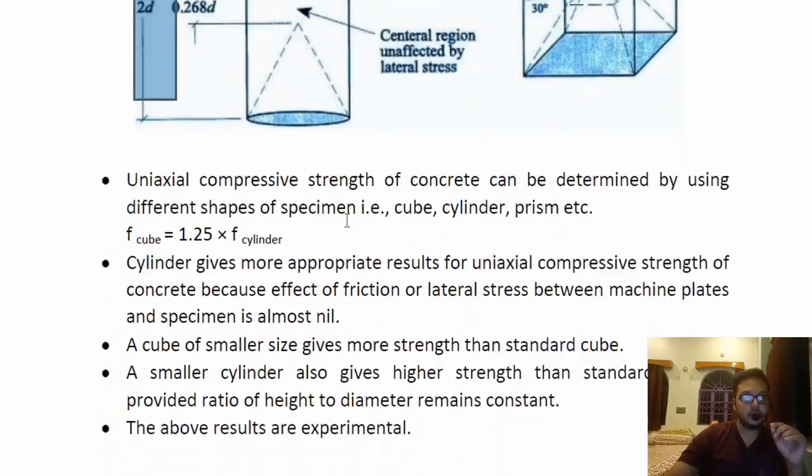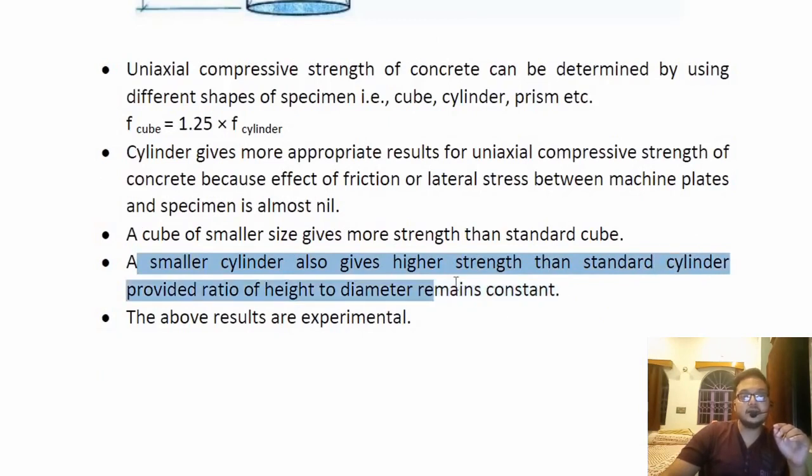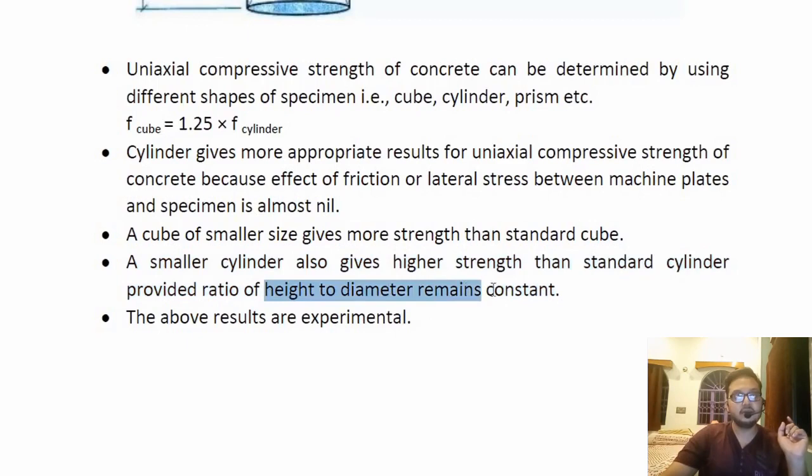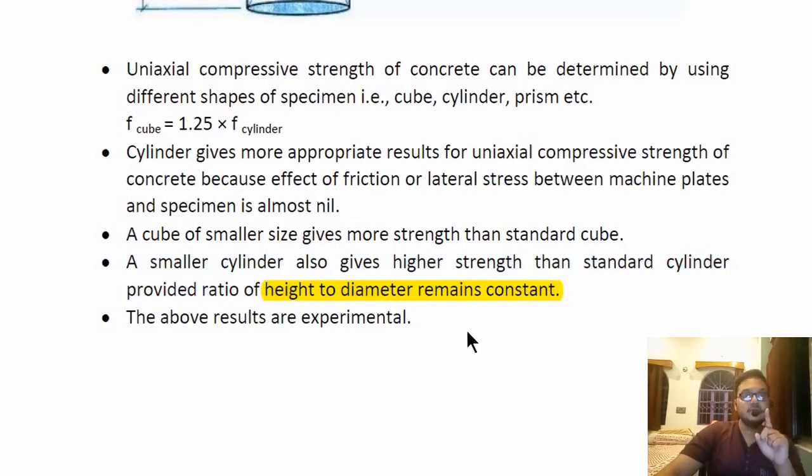So keeping that constant, if you reduce the dimensions, it is seen that a smaller cylinder gives higher strength than a standard cylinder, provided the ratio of height to diameter remains constant. So this one is an important part: the height to diameter should remain constant, then only this experimental result can be said to be valid.